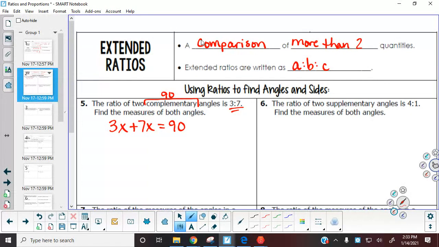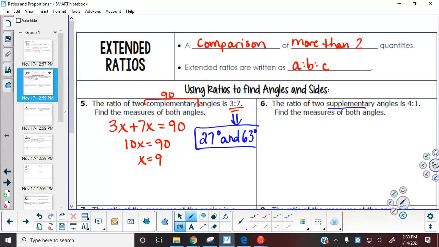And then we solve, so we have 10x = 90. When we divide, we get x = 9. So that is what each of those pieces has been multiplied by: 9. Now I can do 3 times 9, which gets me 27 degrees, and 7 times 9, which gets me 63 degrees, and that is my final answer. Now, if you look at number 6, we're not going to do this, but notice the word changes. It is supplementary, which means that your sum is going to be 180 degrees. So we would do 4x + 1x = 180. We solve, and then you plug it back in.